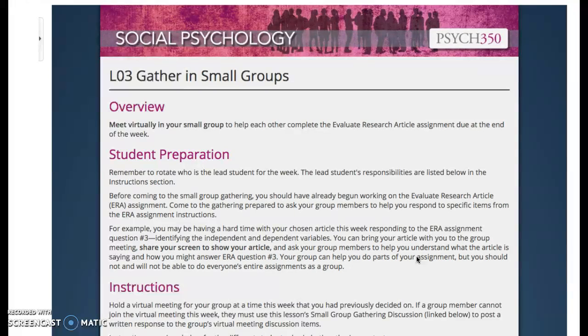And what you're doing is you're meeting in these groups to help each other with that assignment, and give any insight or help that people might need reading through these articles. So again, that assignment is individual, and this small group meeting is just more of like a study group to help you understand this better.